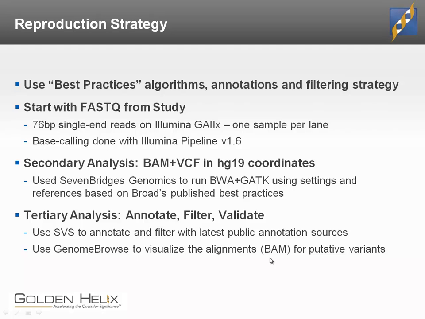So what we're going to do is use SVS to annotate and filter using our latest public annotation sources. This is going to be an extremely transparent process. SNP and Variation Suite is a Golden Helix flagship product. It is a very powerful platform that's capable of very different types of genetic analyses, including copy number variation, RNA-Seq, as well as DNA-Seq, both in case control and small family analyses like this.